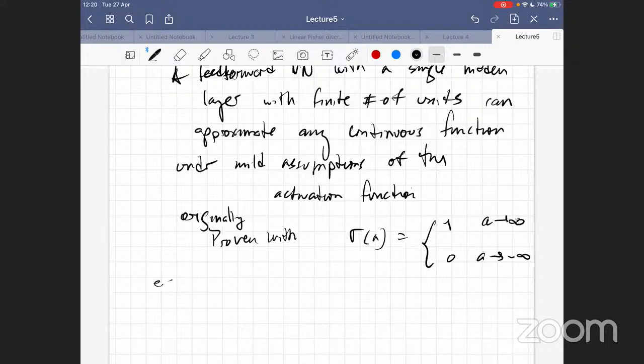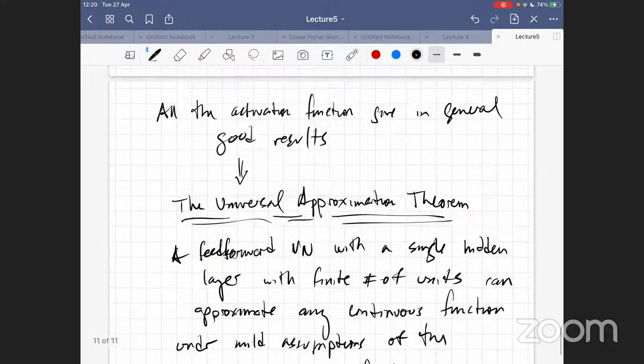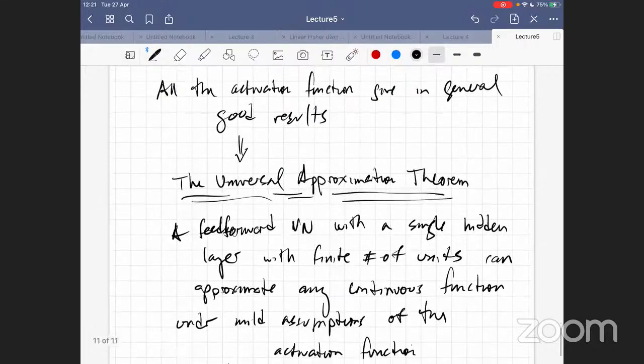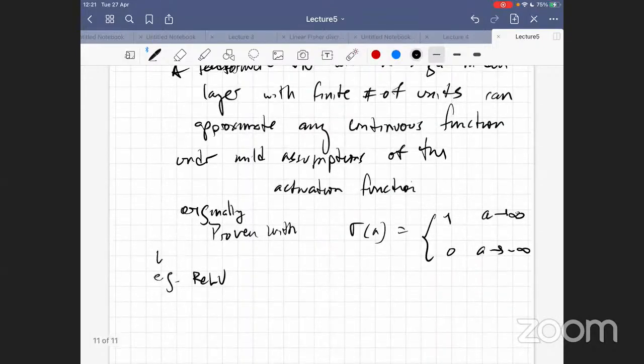For example, ReLU is not a bounded function, right? ReLU is not bounded, like sigmoid or like softmax or hyperbolic tangent. This works equally well.